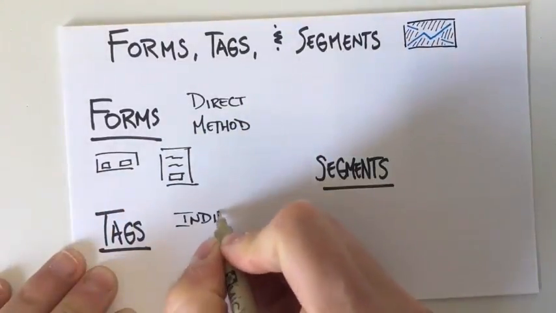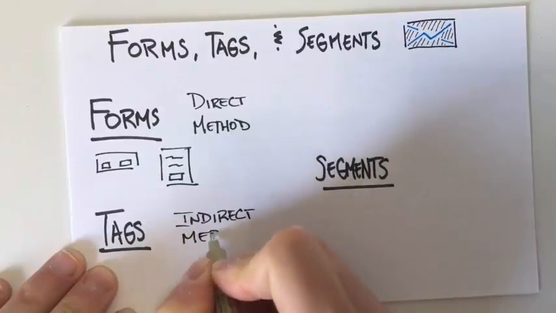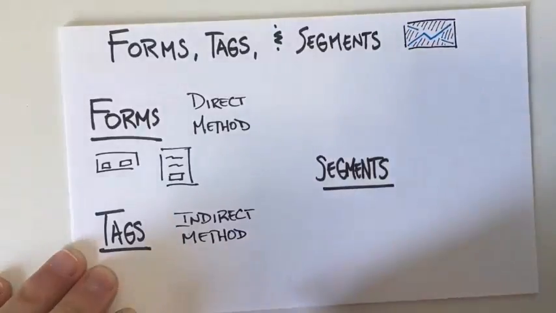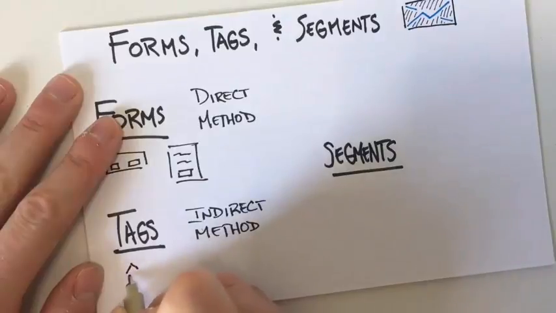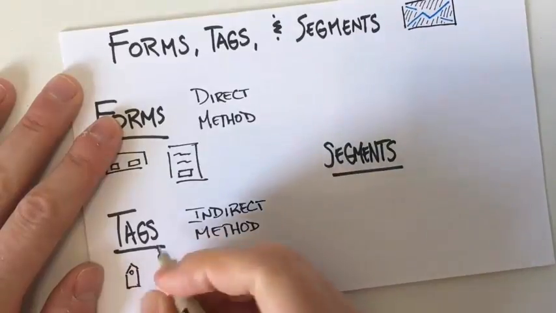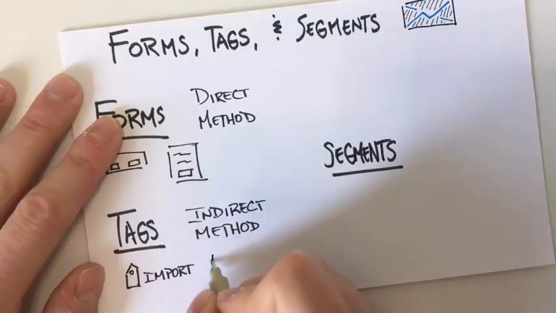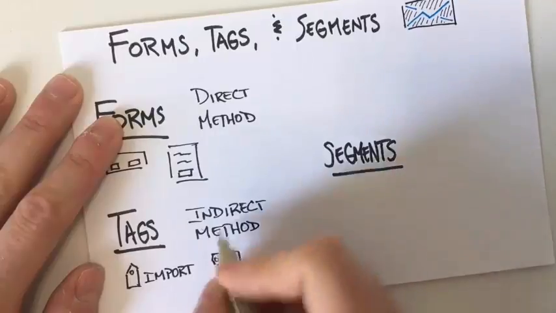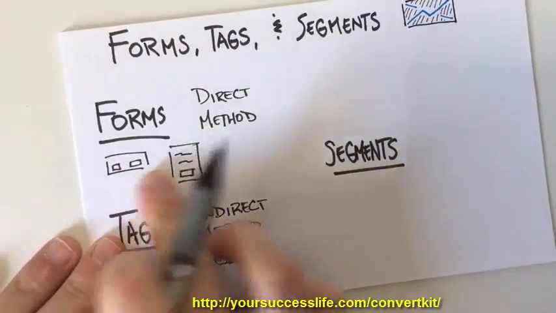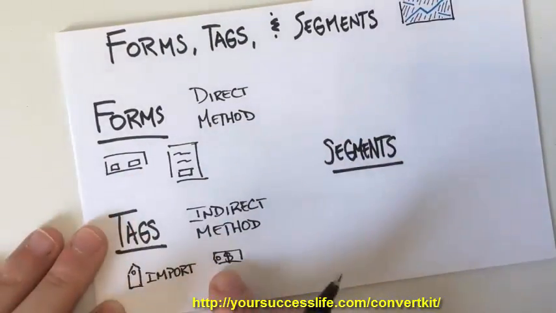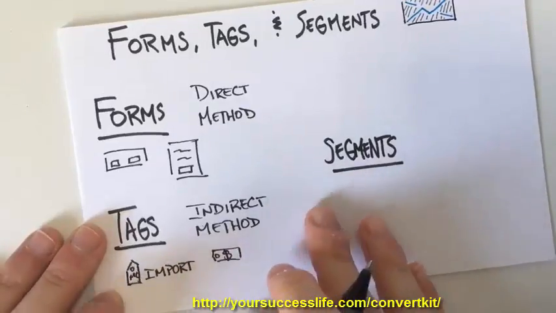A tag is more of an indirect method. All right, so they're still signing up. They still know that they're joining your email account, but it's usually more like they are being imported from a previous list, or maybe they purchased something from you. Okay, so that's how I think about forms and tags. It is the difference between a direct, implicit method of subscription and then more of an indirect method. So maybe it's an imported tag, or maybe they purchase something through an integration.